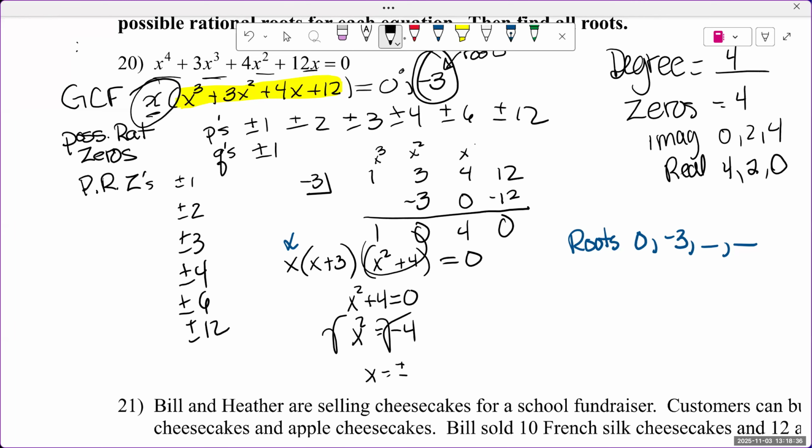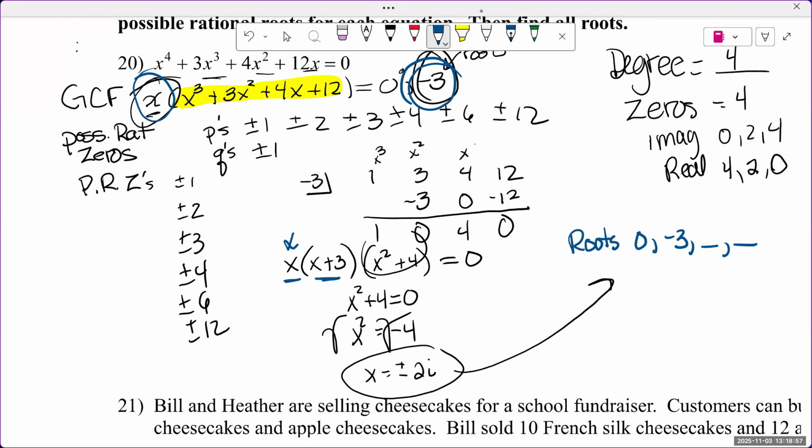Okay, how does the square root of -4 simplify? Square root of 4 is 2, right? Square root of -1 is i. There they are. Okay. So I have 0, -3. Or here's the 0. Here's the -3.